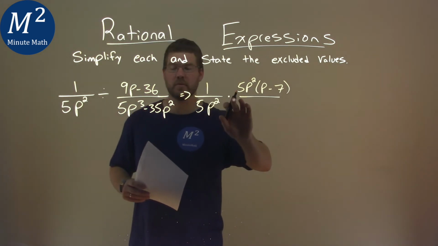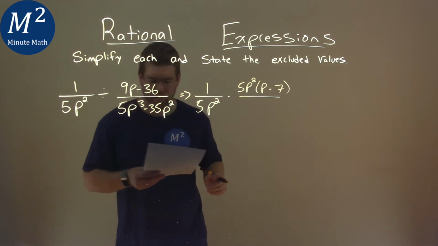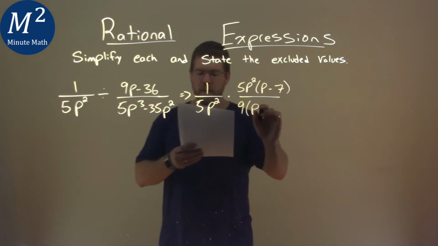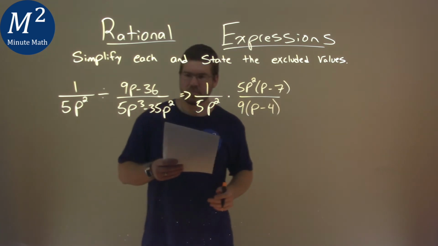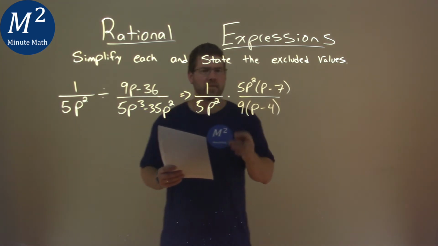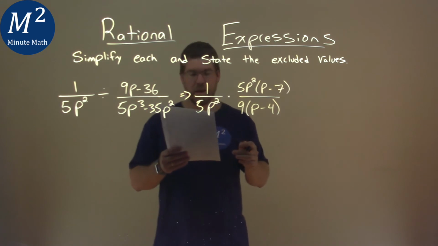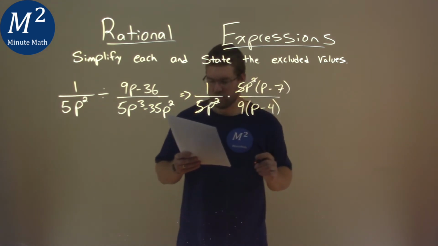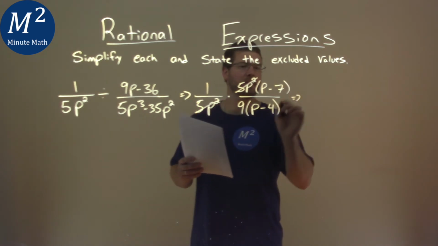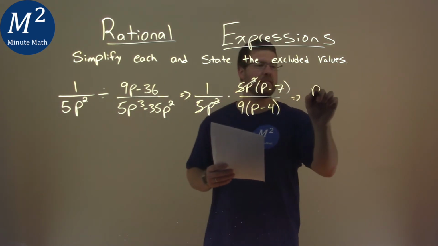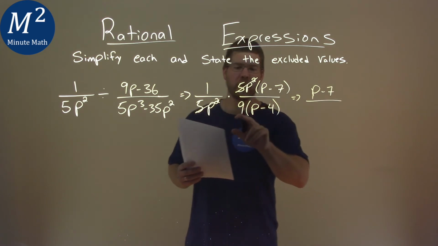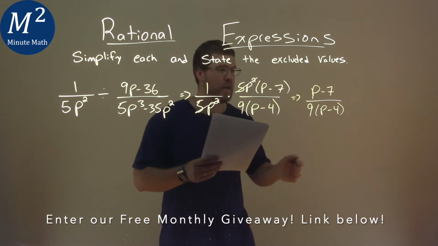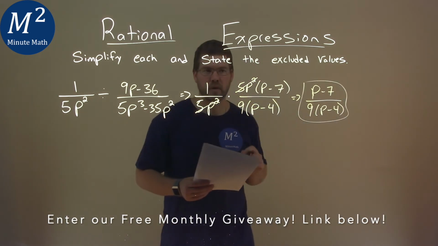But remember, we're also flipping it. Same thing here, I'm going to pull out a 9. If I pull out a 9, I'm left with a p minus a 4. Right there. Now this is a little easier to see what we can cancel out. I have a 5p squared here and a 5p squared. They cancel, and so now we're left with just that p minus 7 in the numerator. In the denominator, that 9 times p minus 4. And that is our final simplified expression.